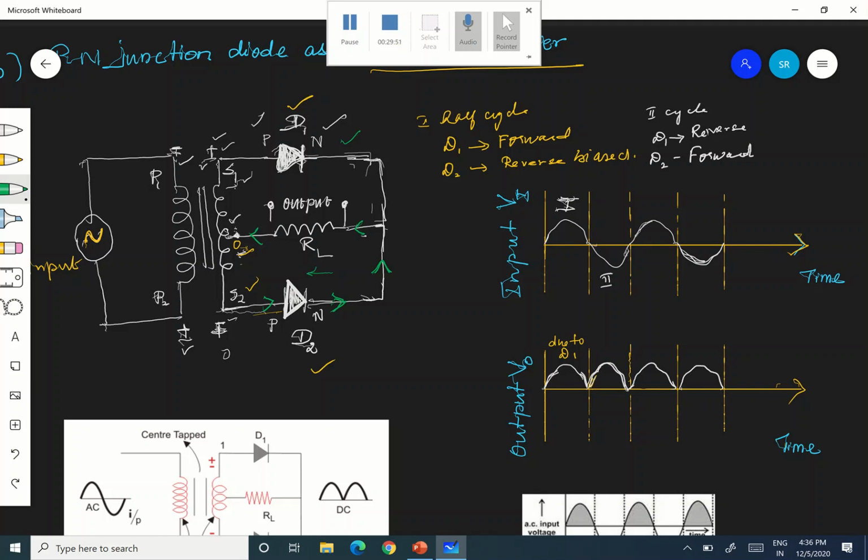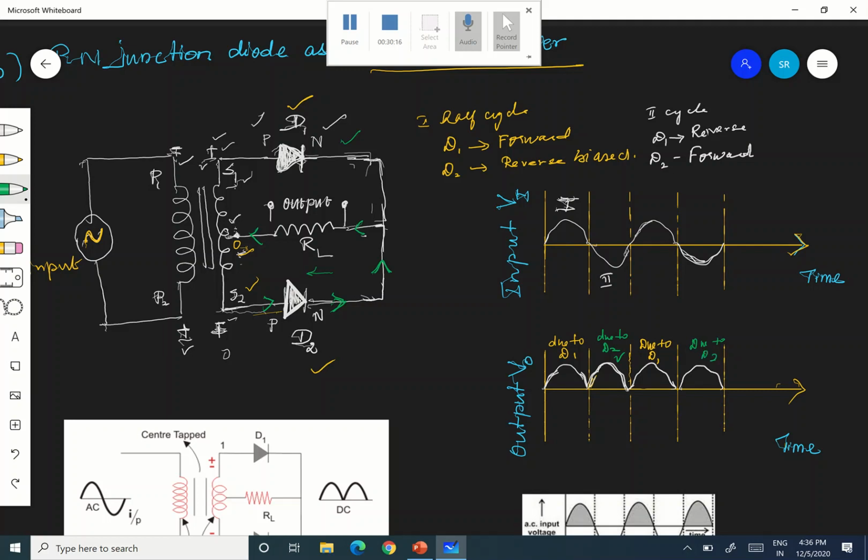Okay, which means that here you are getting this one. It is due to D2. Okay, clear? Then once again the same cycle starts. Therefore, this is due to D1. That time D2 will not conduct. And here this is due to D2, that time D1 will not conduct.